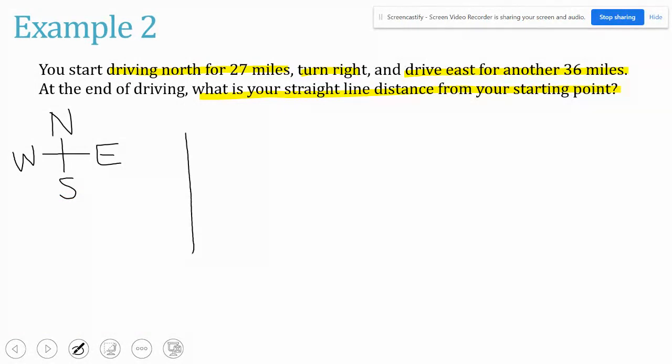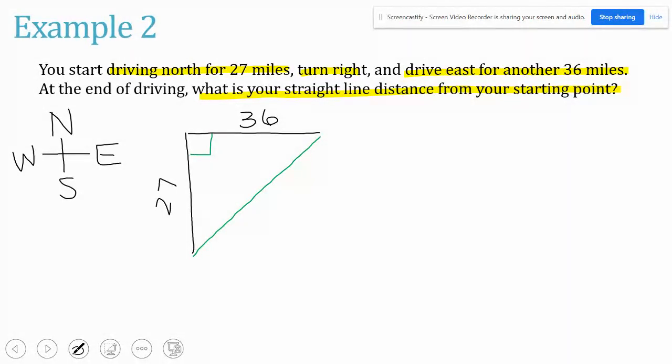So we drove north for 27 miles, because north is up, right? And then we turned right and went east for another 36 miles. And it wants to know what the distance of our starting point to our ending point is. So this is where we started, this is where we ended. It wants to know that distance. And we can safely assume that this is a right angle because we went from north to east. So we're going to assume that these streets create that 90-degree angle.